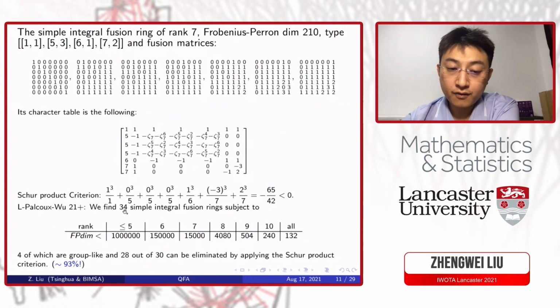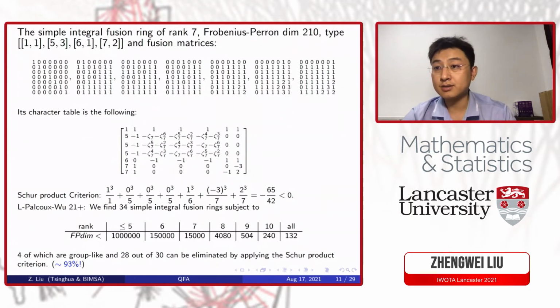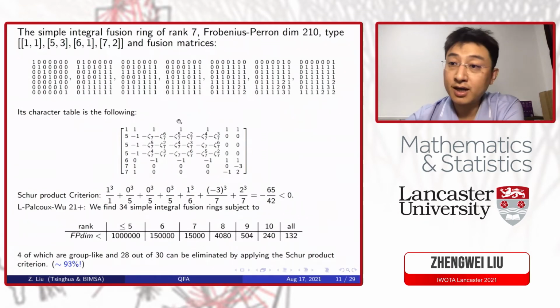And from the 34 simple integral fusion rings, 4 of them are from the group case, so they can be categorified. While for the remaining 30, most of them pass the previously known criteria. And using our new analytic one, we can rule out 28 out of 30 just by applying this Schur product criterion. So it's about 93%. This is quite surprising to us. It's a very efficient criterion, and it's very easy to check. Since this is just linear algebra, we can easily run a code, and it only takes a few seconds to get the results.